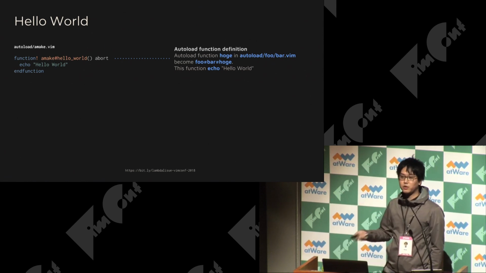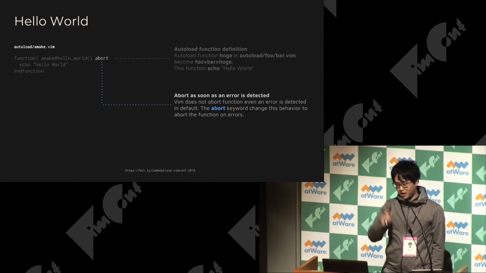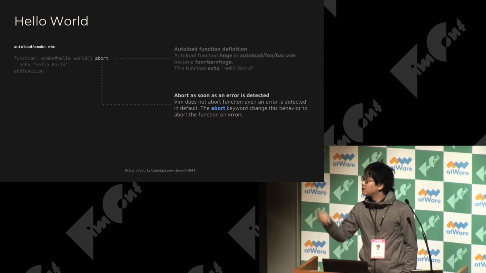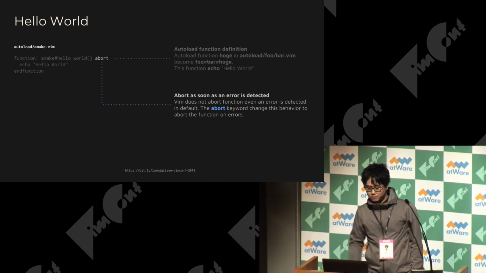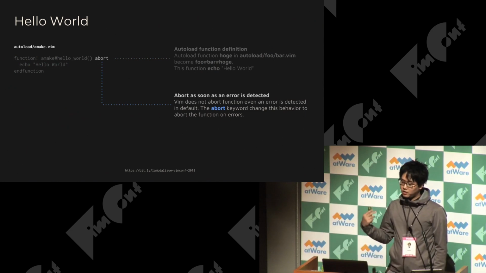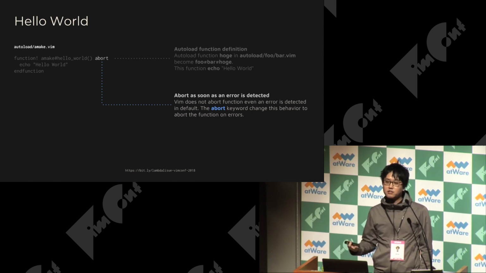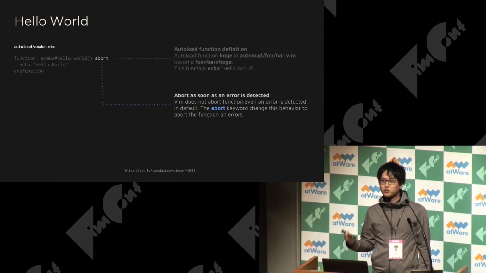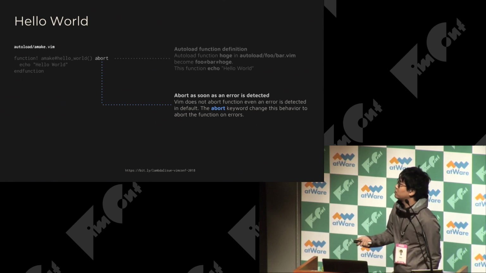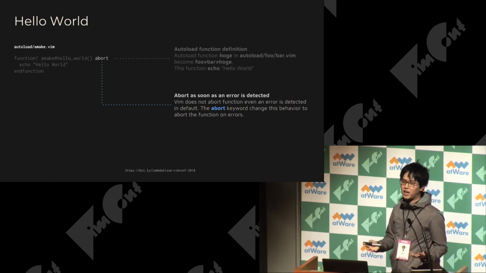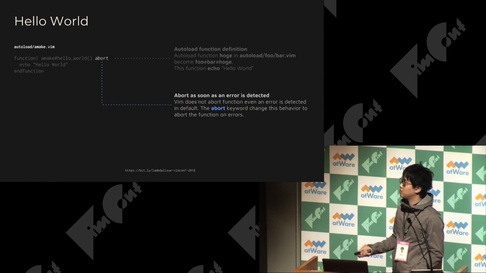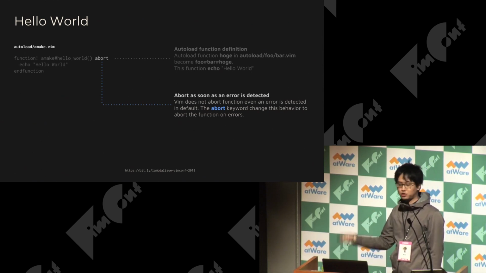Okay, let's try it. Restart your Vim. Sorry, I need to explain this one. Don't forget to add the abort keyword. Because of the default behavior of Vim, even if an error is detected in a function, the function won't be stopped. It's quite annoying when making a plugin. This abort keyword changes that behavior to be like other normal programming languages. So please always put this abort keyword on the function.